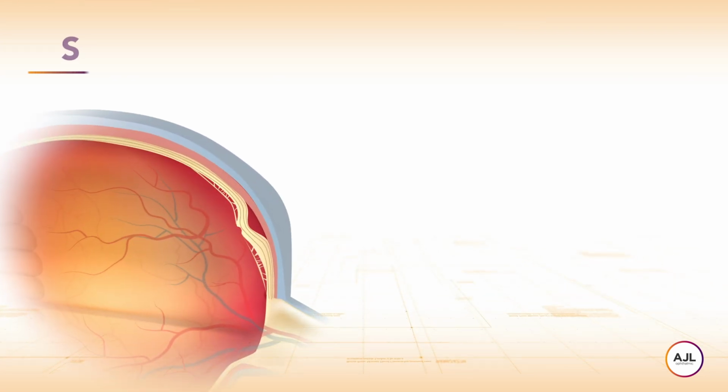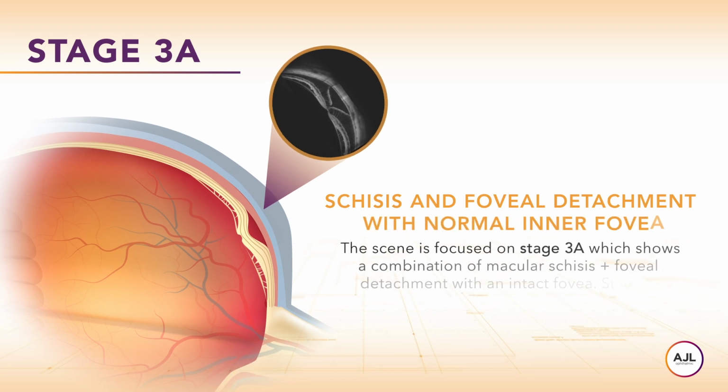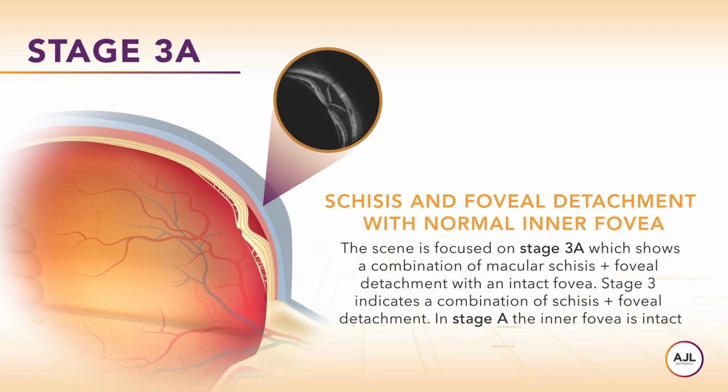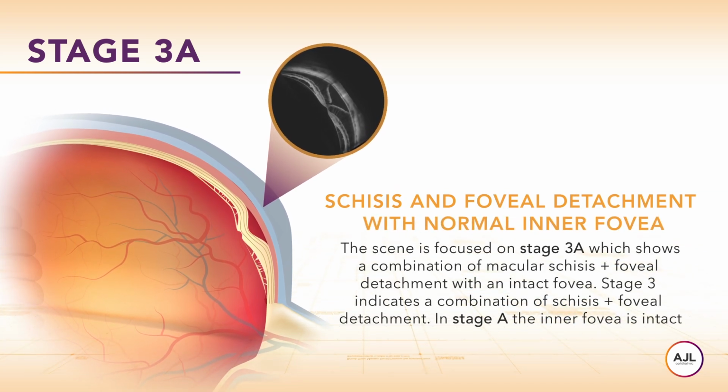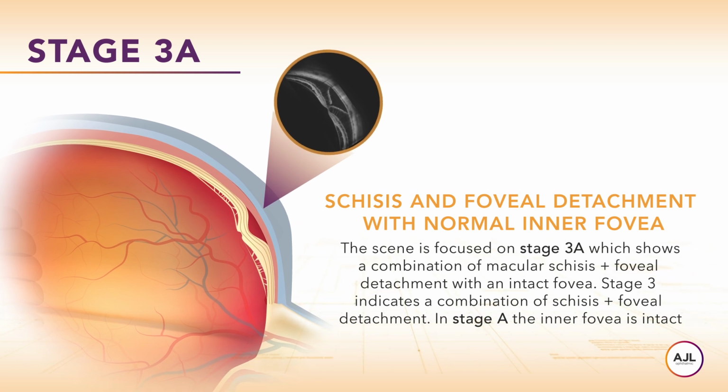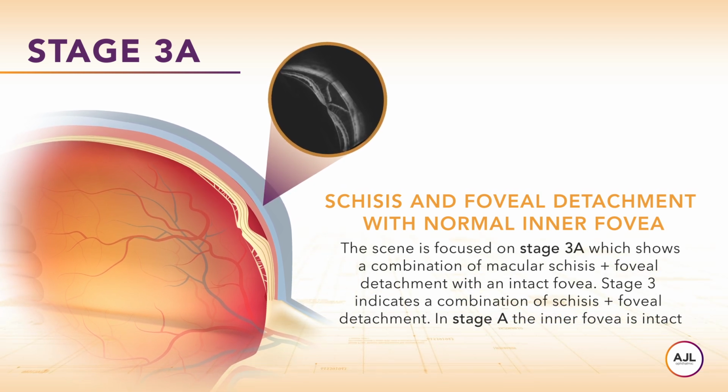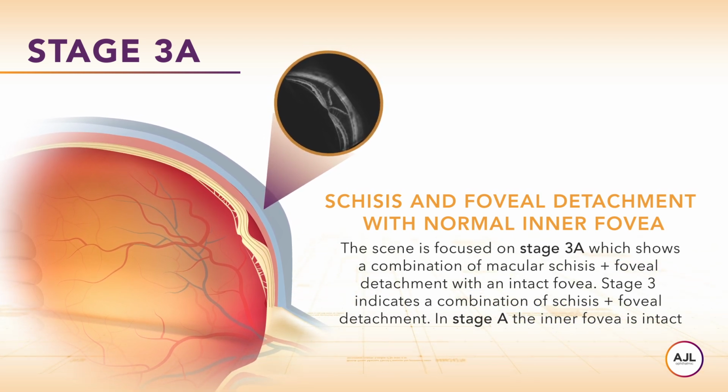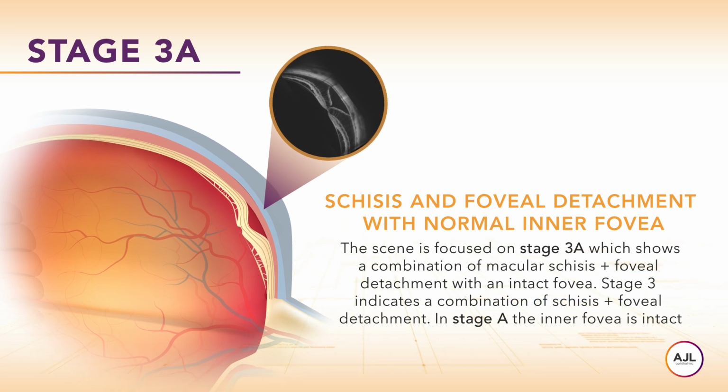The scene is focused on stage 3A, which shows a combination of macular schisis and foveal detachment with an intact fovea. Stage 3 indicates a combination of schisis and foveal detachment. In stage A, the inner fovea is intact.